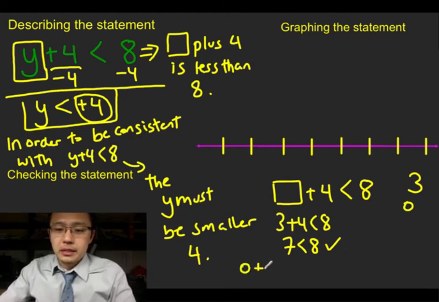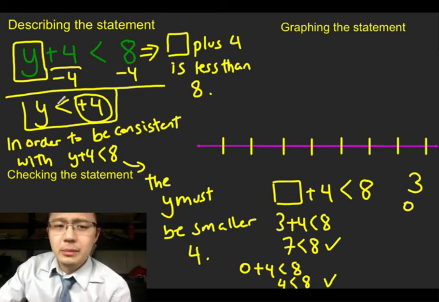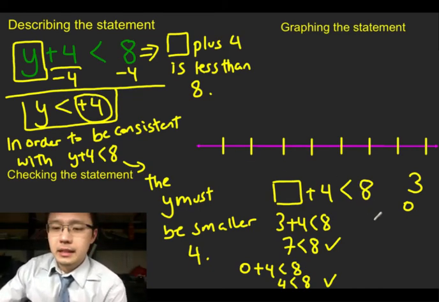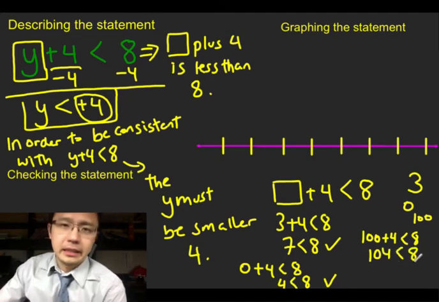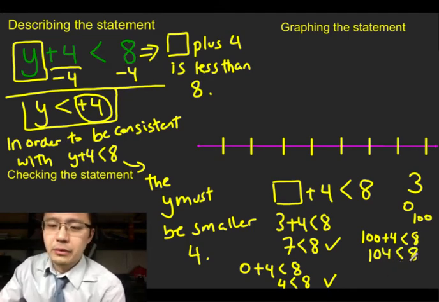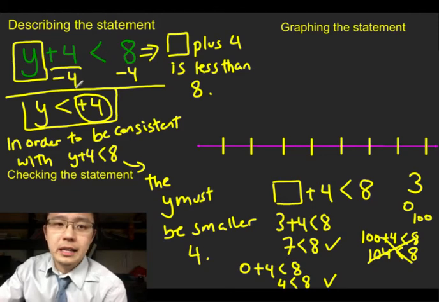So 0 plus 4 is less than 8, so then 4 is less than 8. Is this right? Yeah, 4 is smaller than 8. So when does it not work? Well, if you choose a number that's bigger than 4, say a number like 100, 100 plus 4 is less than 8. So basically you're saying 104 is smaller than 8. Well, that doesn't work because it's not. 104 is not less than 8. So the numbers that can fit into this original example have to be smaller than 4.